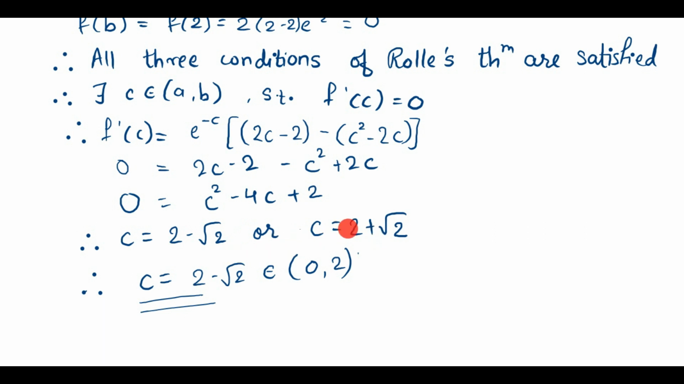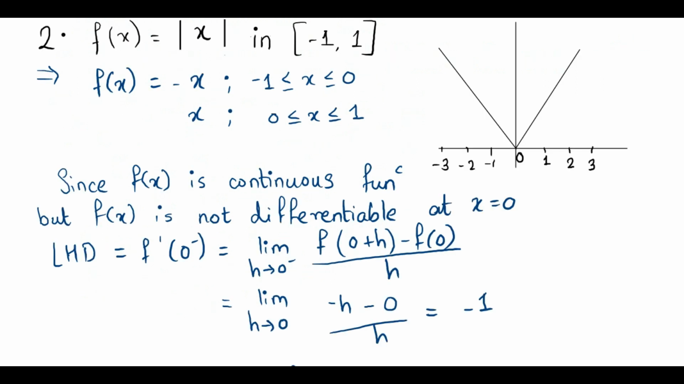Okay, clearly c is equal to 2 plus root 2, which goes beyond 2, and we know that c lies between a and b, therefore we take c is equal to 2 minus root 2 here. This is all about this sum. Now let's move to the second sum.